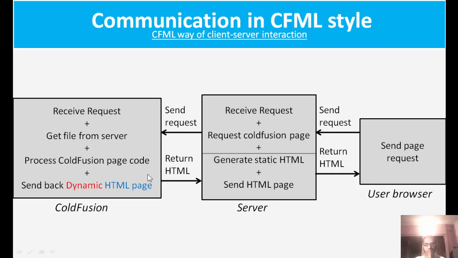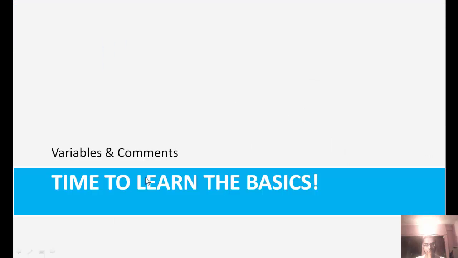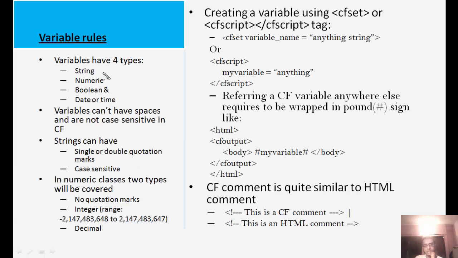Now let's dive into the language basics. First, we'll be moving into variables and comments. So let's look at some variable rules right now. Variables can have four types. First, they can be string, numeric, boolean, or date or time.